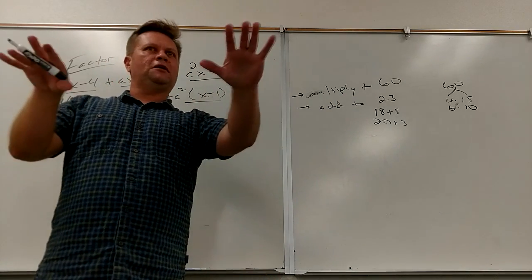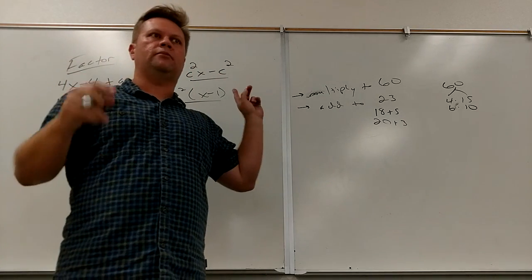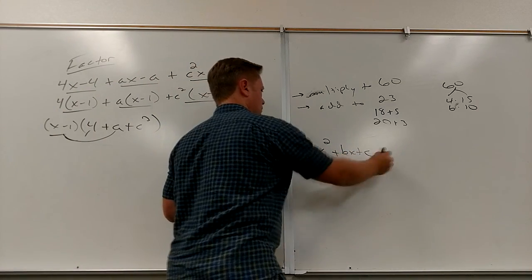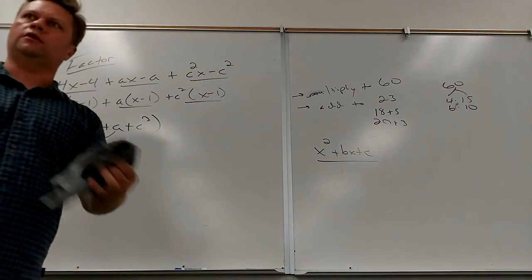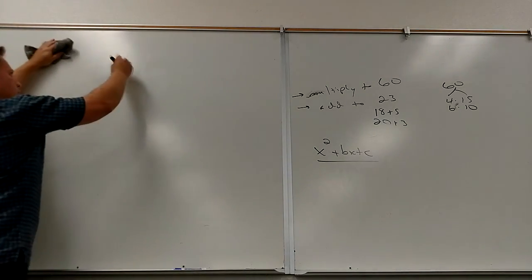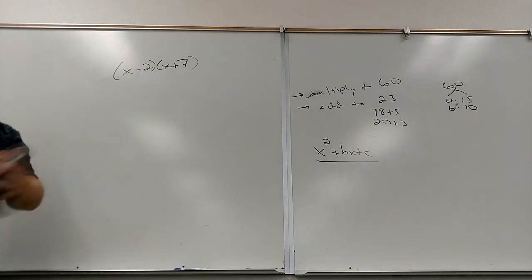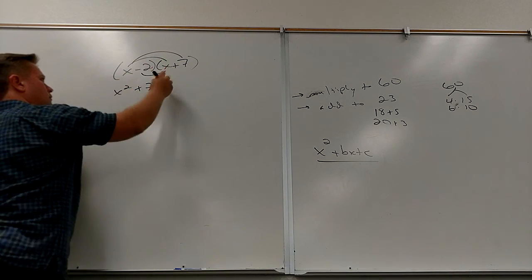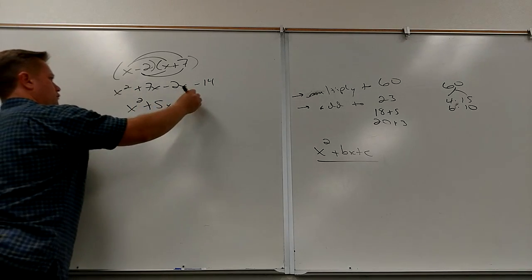This seems very disconnected right now. I understand that. But this is a huge ability to have to be able to factor things that look like this. Let me show you one reason why, and then I'm going to give you this handout to work on. Help me out. What's x minus 2 times x plus 7? X squared plus 7x minus 2x minus 14. X squared plus 5x minus 14.